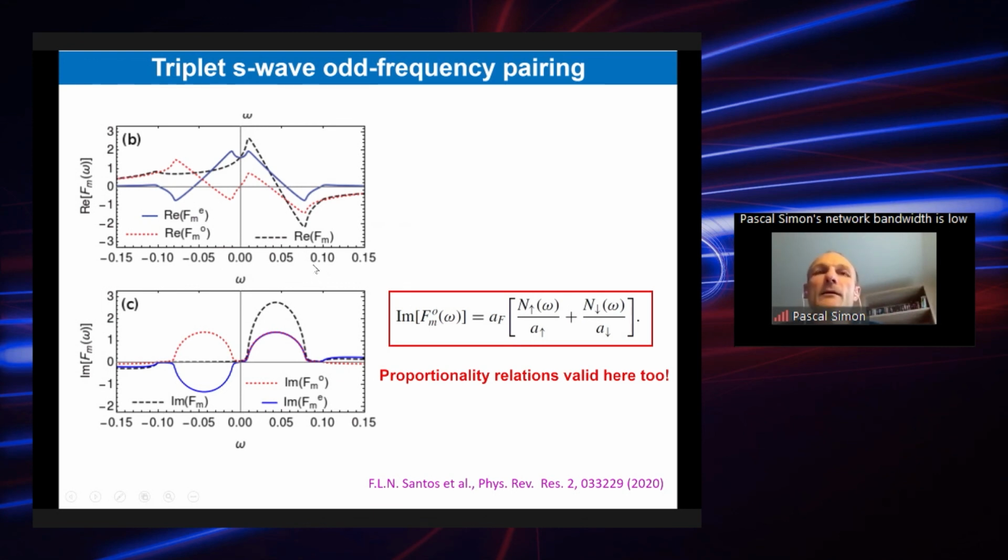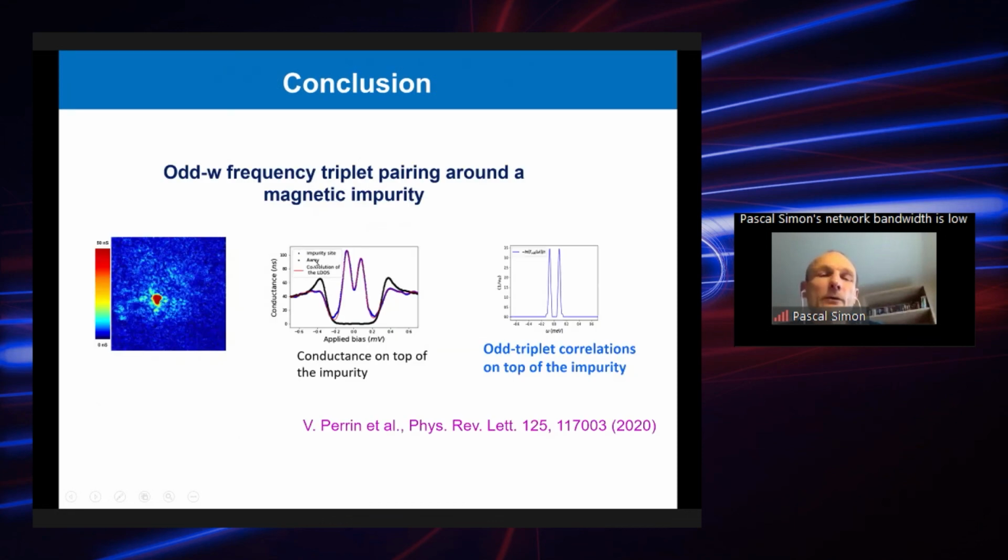Well, this brings me to my conclusions. I tried to convince you that, even on this very simple system of an isolated magnetic impurity, we can extract some odd triplet correlation functions on top of the impurity. And there is a macroscopic fraction of triplet correlations on a magnetic impurity.